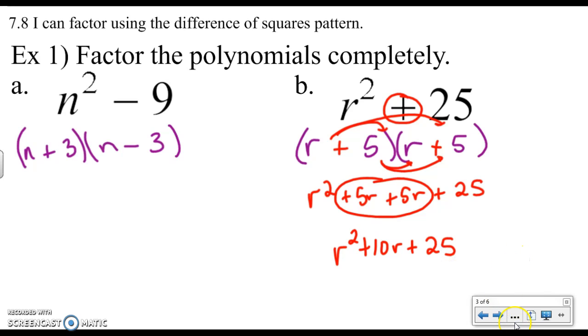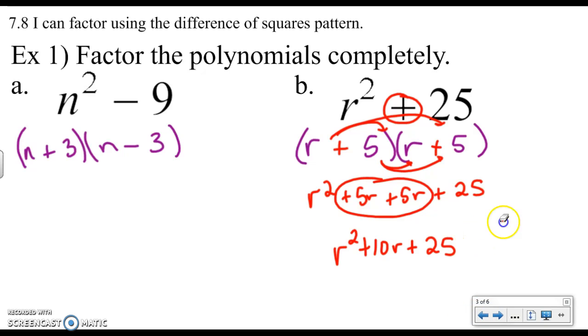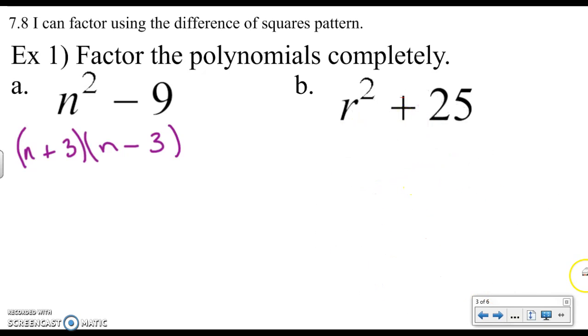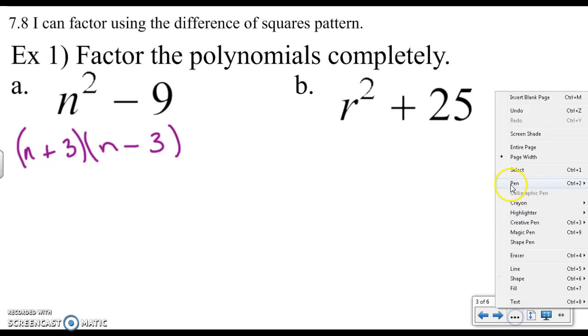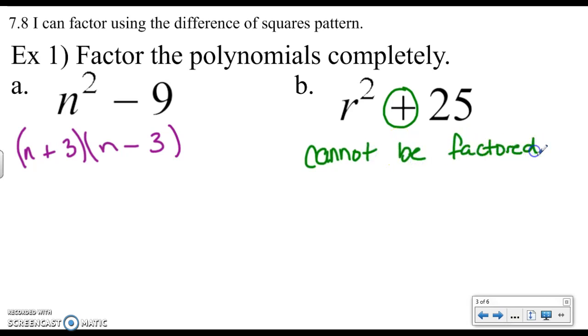Okay, so I'm going to go ahead and erase that, because what I want you to make sure you pay attention to are the two things that are in my rules. If you have two terms and you can take the square roots and there's a minus sign here, then you can use it. Otherwise, you cannot factor it. Okay, so let's do two more.